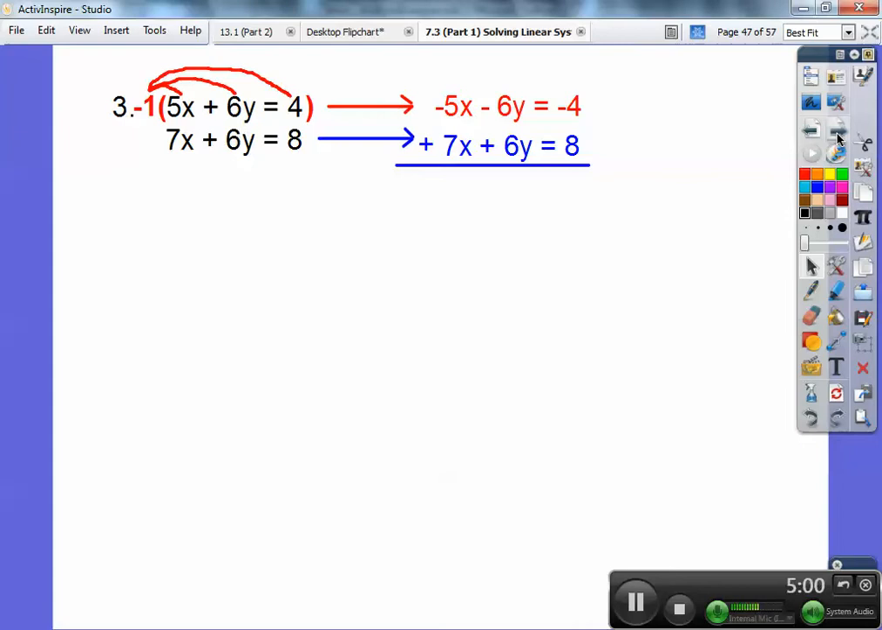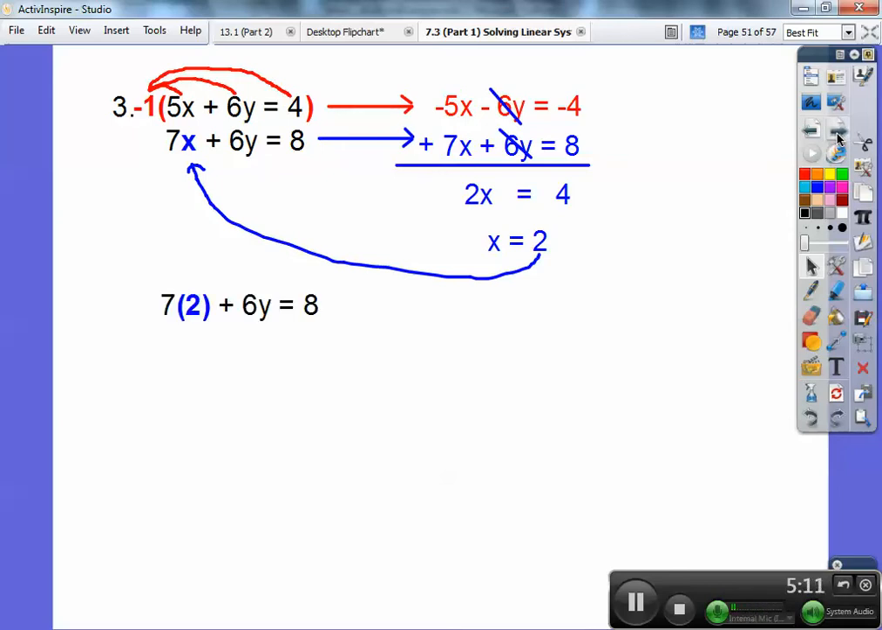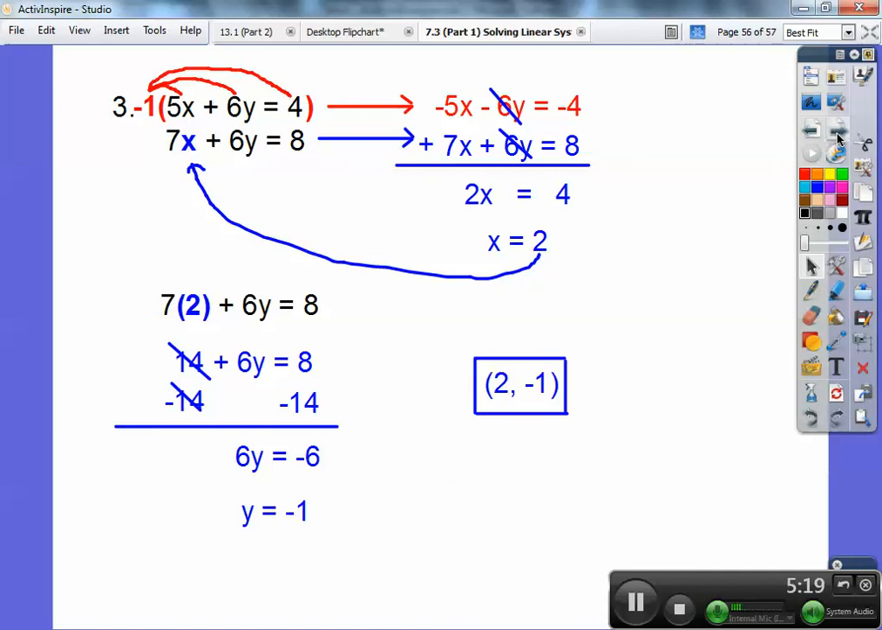Negative 5x plus 7x is 2x. The 6y's are gone. 2 goes into 4 twice, and then I can plug that 2 into any equation. I'm going to choose the 7x one: 7 times 2 plus 6y equals 8, so 14 plus 6y. Subtract 14 from both sides and you get negative 6, so y equals negative 1. So your answer is 2 comma negative 1.